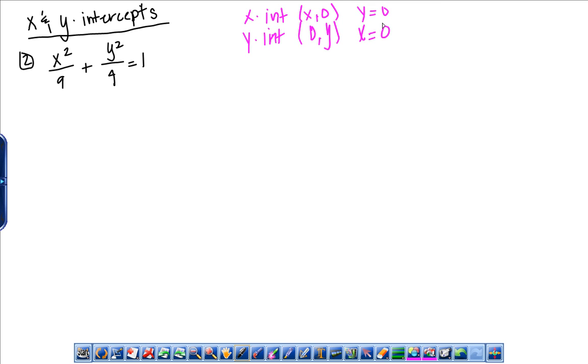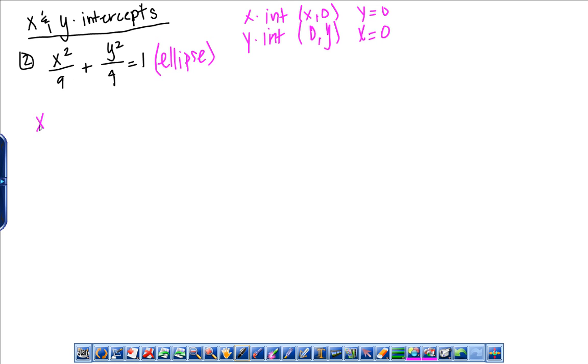So if you're looking at this problem that I just gave you, some of you might think it looks familiar. Some of you may not, and it's okay if you don't. This is actually an equation of an ellipse. So if you kind of remember that, that's cool. We'll get into this more later. But I want to go ahead and find my x and y intercepts of this equation.